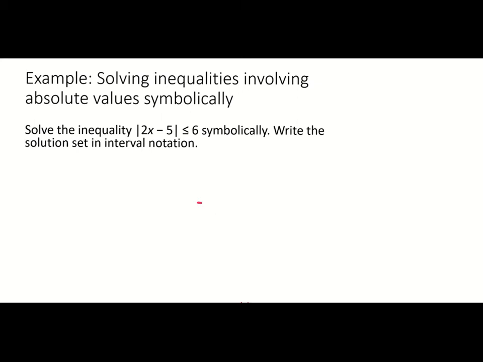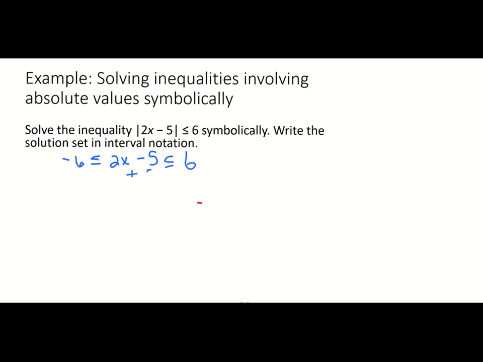Okay, so here we have an absolute value where 2x minus 5 is less than or equal to 6. Because our absolute value symbol is less than, that means when I go to set it up, I'm going to use a compound inequality. So that means I'm going to do negative 6 is less than or equal to 2x minus 5, which is less than or equal to positive 6. And I will go through and solve this compound inequality just like we did in class the other day.